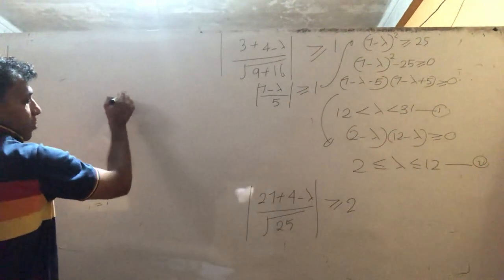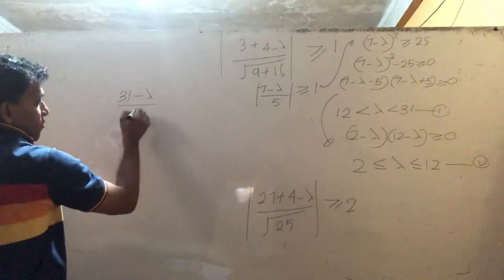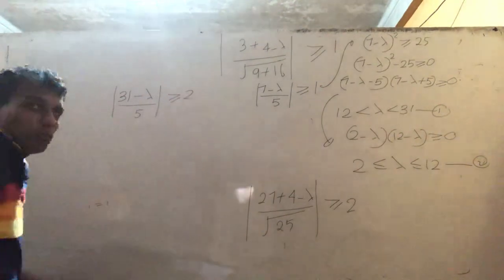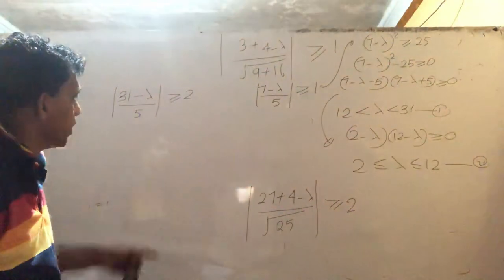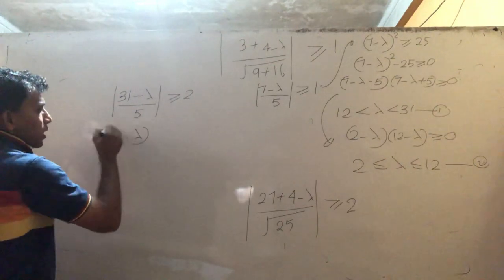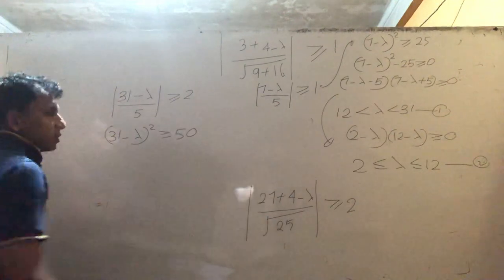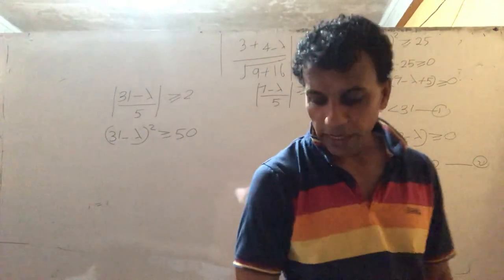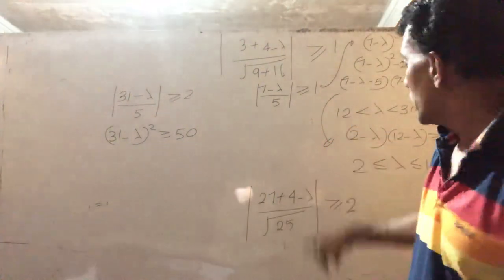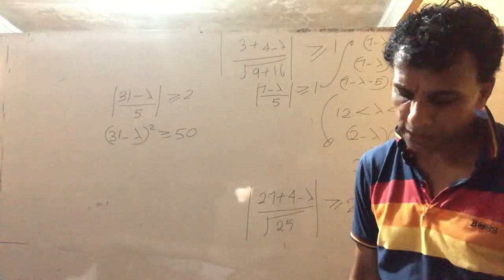So there is a 31 minus lambda over 5 modulus greater or equal to 2. Remove the modulus by squaring, and cross multiply, it becomes (31 minus lambda) square greater or equal to 4 times 25, is it? Simplify. Then similarly, you can get another inequality by solving this. Like I mentioned here, take the 50 to that side, make the a square minus b square pattern.